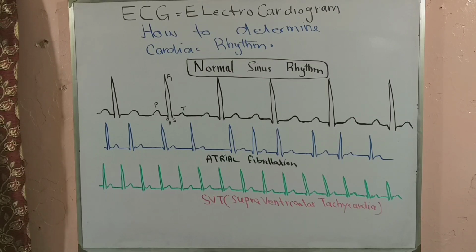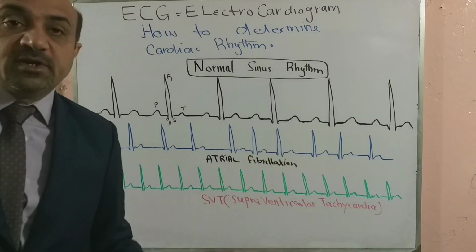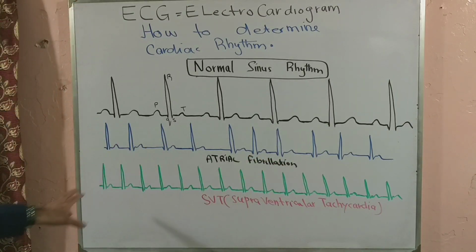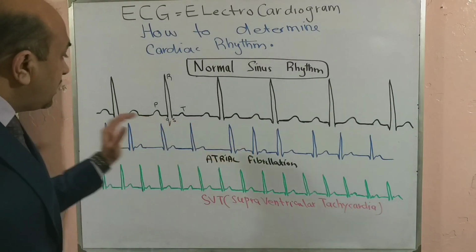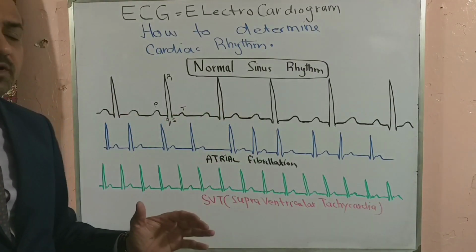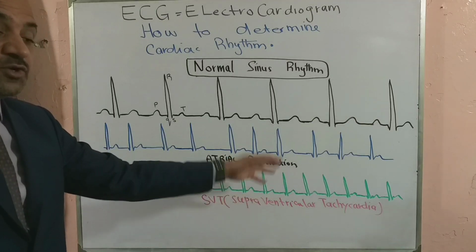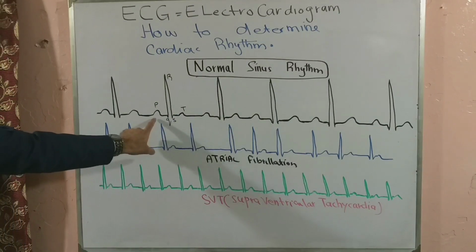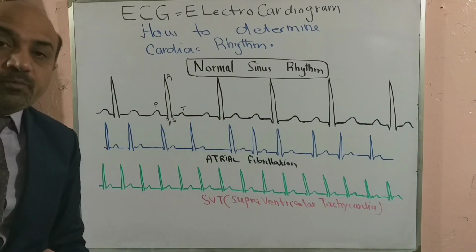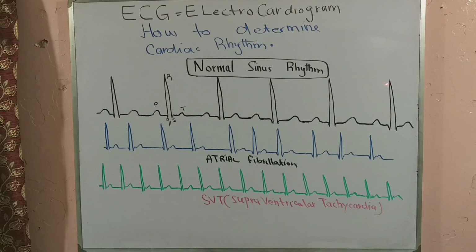For example, this example is that of atrial fibrillation. Now what happens in atrial fibrillation? There is no identifiable P wave present and R to R interval is irregular. This is the definition of atrial fibrillation. From where did we get it? Because in normal sinus rhythm, P wave will be present before each QRS complex and R to R interval will be regular. The same way we can also define SVT against the template of the normal sinus rhythm.